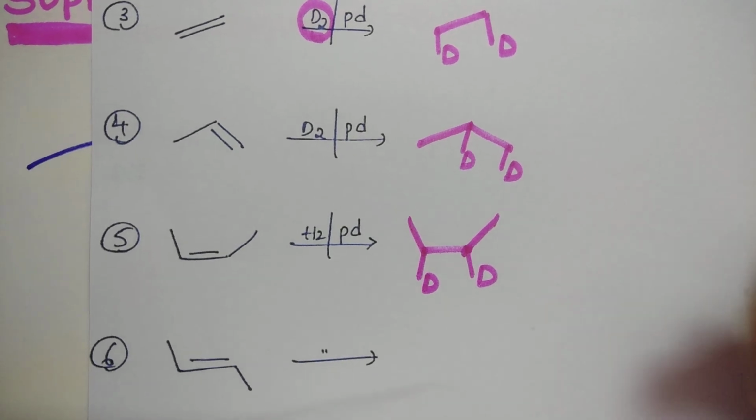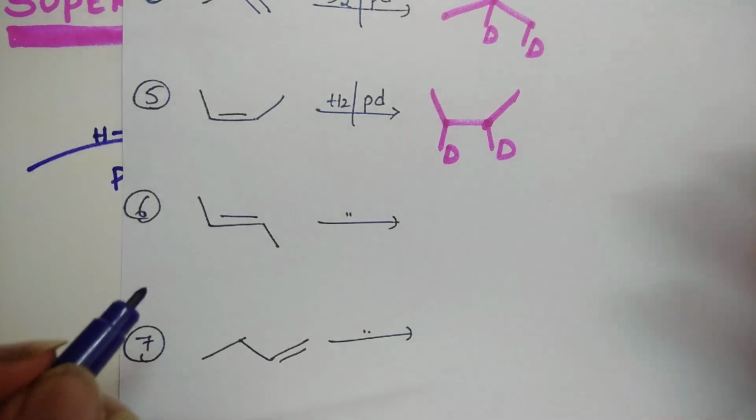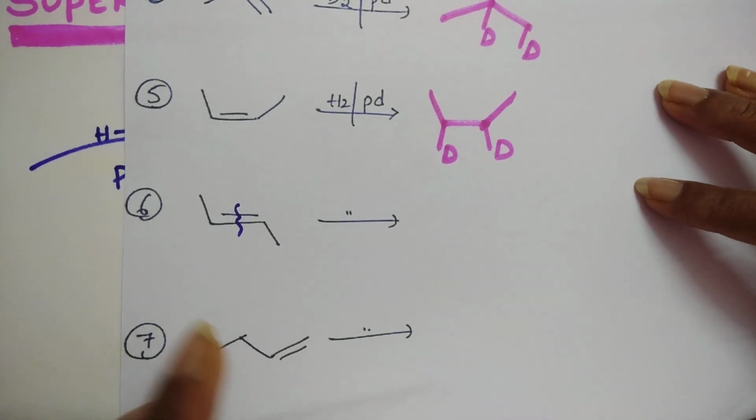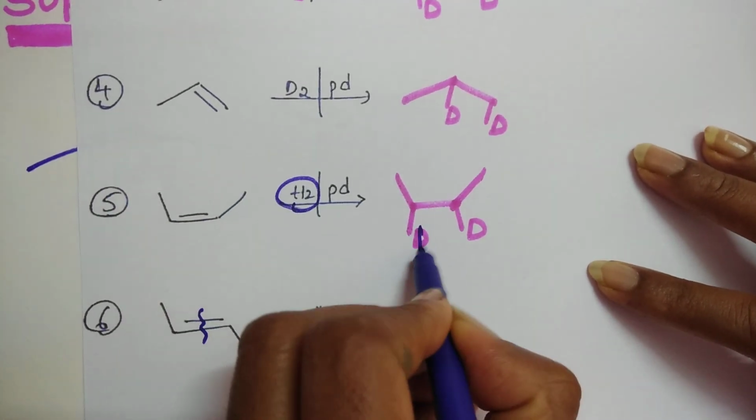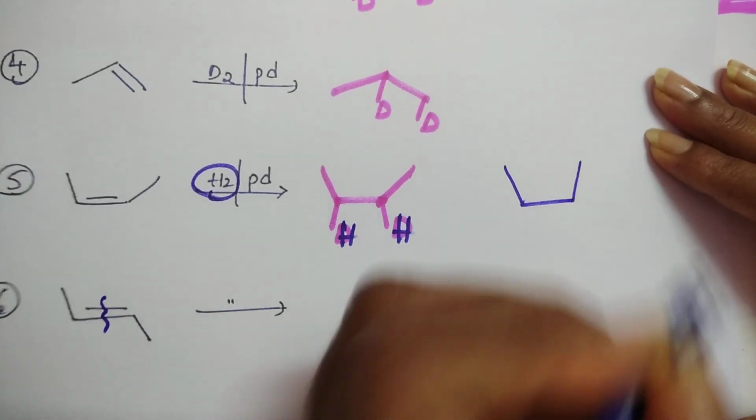See the next one. Here what is happening, students? Trans alkene is there. Then how does the addition take place? First the bond breaks. One H here, one H here. Simply we can write like this.